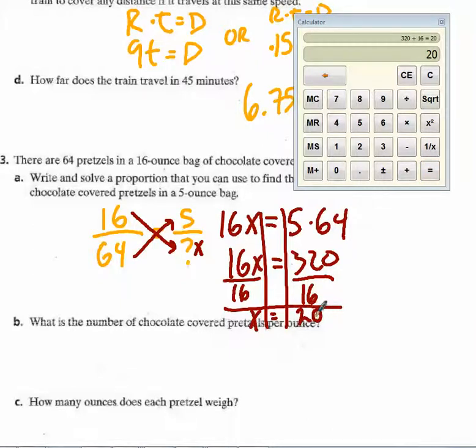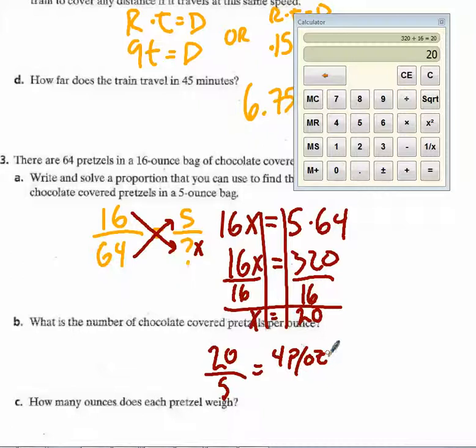What is the number of chocolate-covered pretzels per ounce? Well, if I get 20 pretzels, per means divided by, and I have 5 ounces, so that's 4 pretzels per ounce. How many ounces does a pretzel weigh?